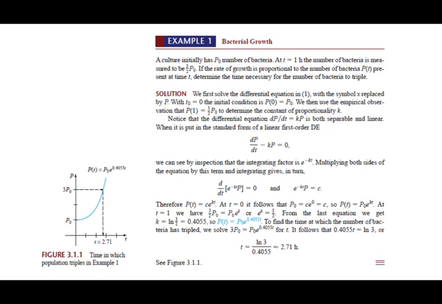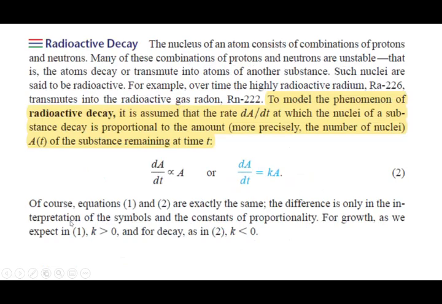So we can kind of think about it, right? If in 1 hour I have 1,500 bacteria, it turns out that I need about 2.7 hours to get to triple, because this is the growth. See, you graph it, that's going to be the growth. Okay, done with example one.